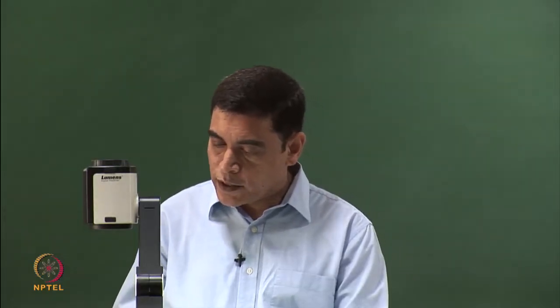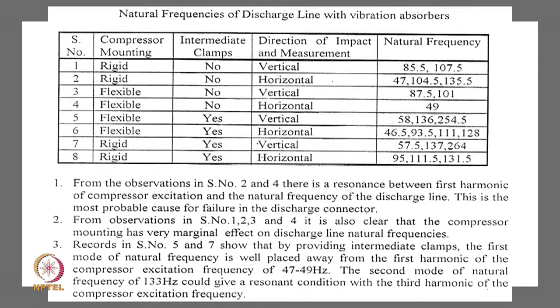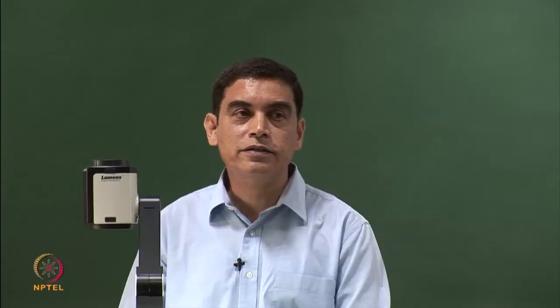So the first harmonic of compressor excitation and the natural frequency of the discharge line was considered as the most probable cause of failure. And then if we look at observations from 1, 2, 3 and 4, it is also clear that compressor mounting has very marginal impact on discharge line natural frequencies. Now, how many of you understand the second harmonic of the compressor excitation frequency?